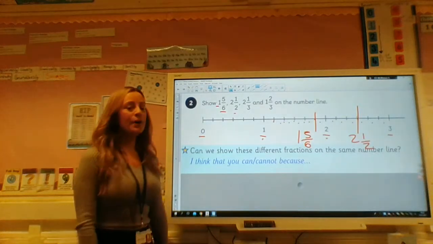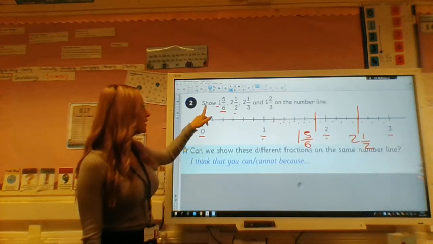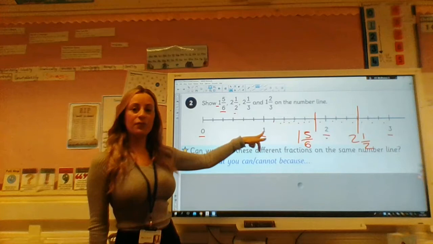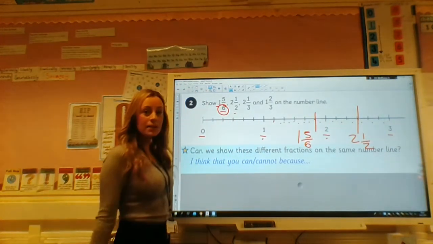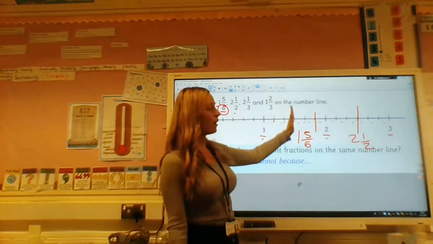Right, so when you're having a go, just remember that you need to find where the whole number is first. Make sure your number line is split into what the denominator is, and then find the numerator on that line, okay?